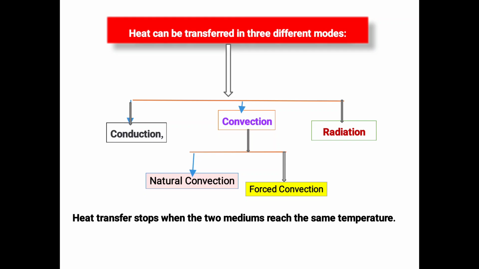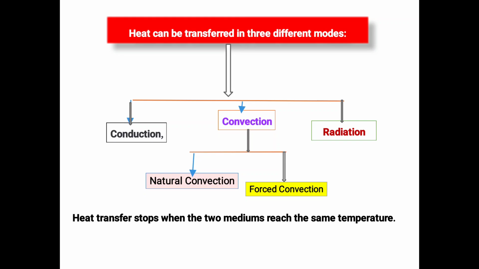Modes of heat transfer. Heat transfer has three different modes: conduction, convection and radiation. Conduction is heat transfer in metals. Convection is this type of heat transfer in water, between neighboring molecules. And radiation is heat transfer in the form of electromagnetic radiation. So there are three modes of heat transfer: conduction, convection and radiation.